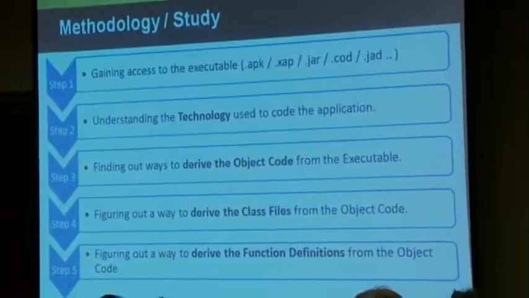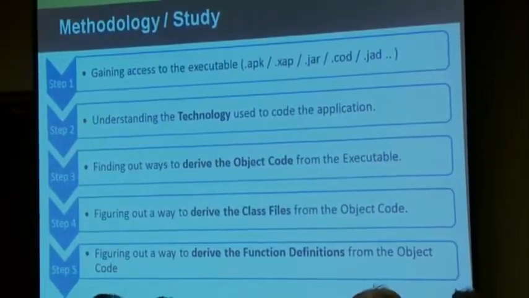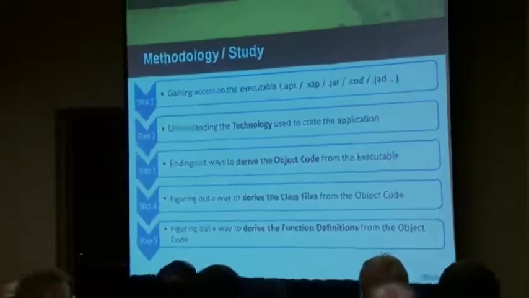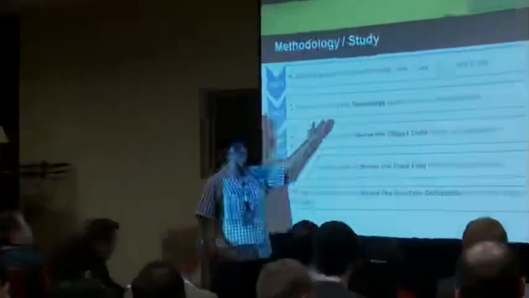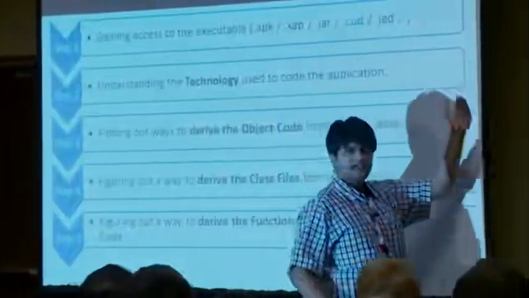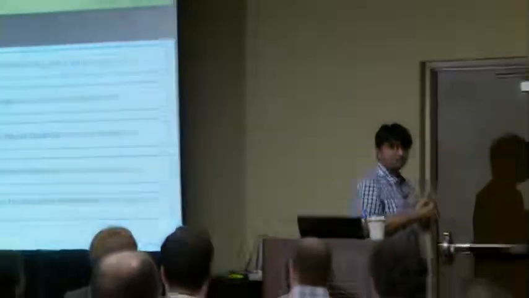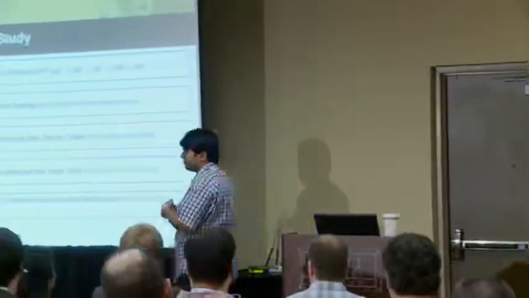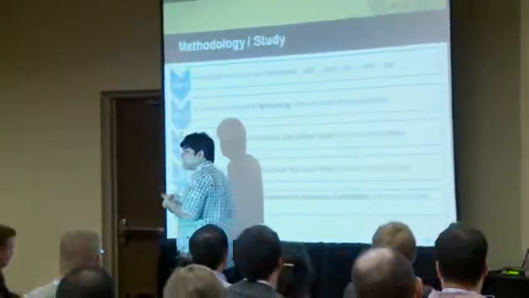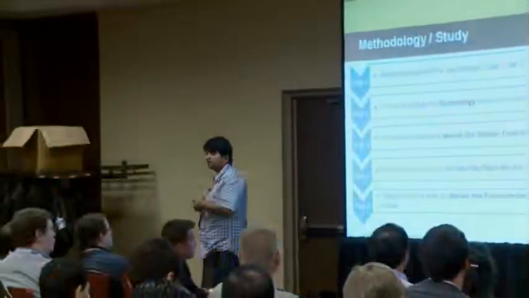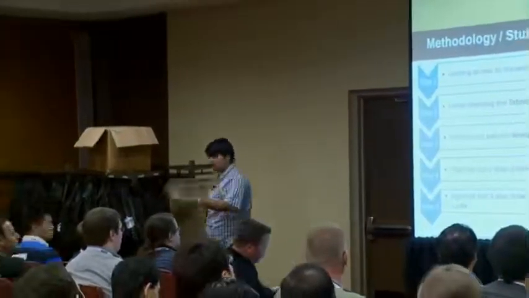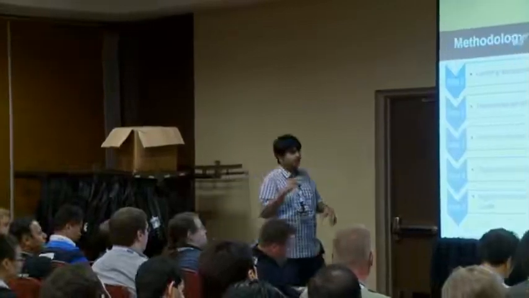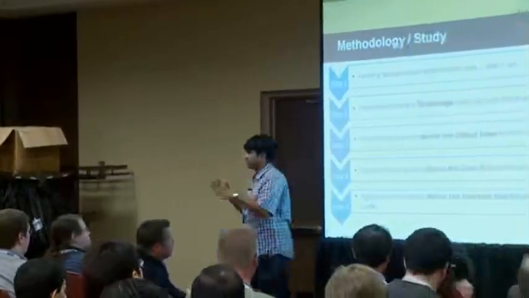So as the steps go: the developer code, the object code, and the exe. You gain access to the exe. Then understand the technology used to code the application. Has it been developed in Java? Is it coded in C, C#, Cocoa for iOS, BlackBerry language, .mod files, Windows Phone C#? Which language is it using? What is the technology? Is it .NET? You need to understand what technology it is using.